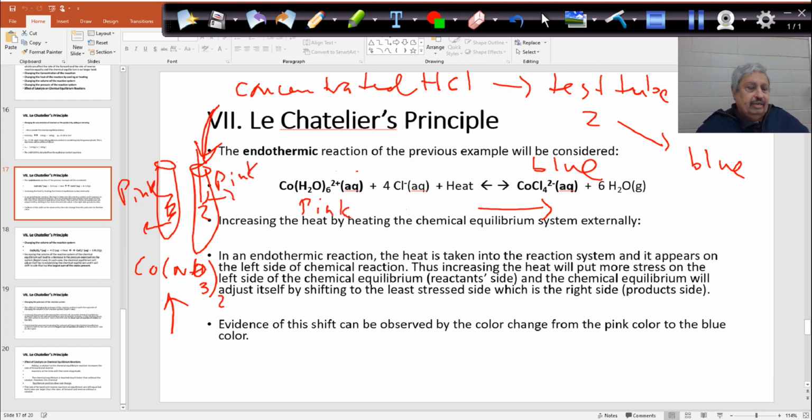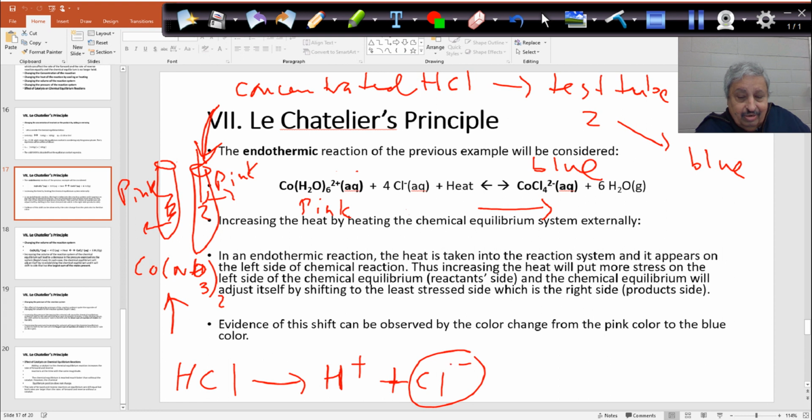You added HCl. The HCl will dissociate to give you H plus and Cl minus. Do you have a common reactant there with Cl minus? Yes. Cl minus here will add itself to the Cl there. So this arm of the balance, the reactants, will be more stressed, more weight on this side. So which way will the shift go to release the stress, some of the weight, some of the chemical substance, to produce the blue one, the cobalt tetrachloride.